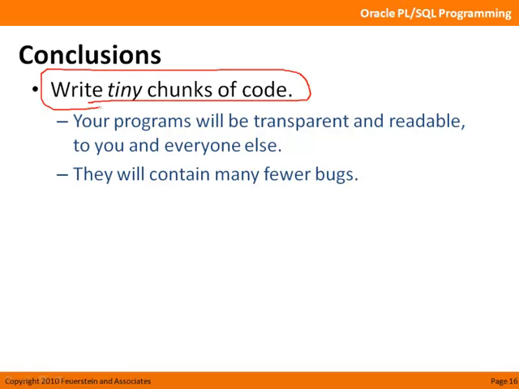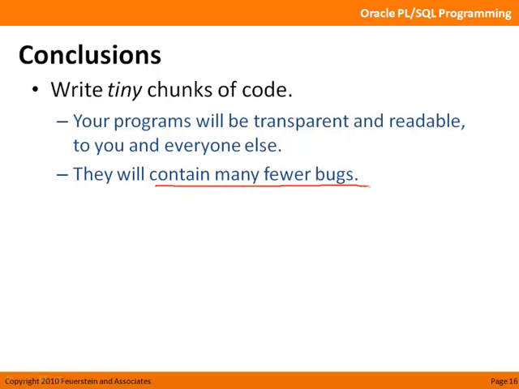Every executable section should be no more than 50 or 60 lines, preferably more like 20 or 30. Your programs will be transparent. Anybody will be able to look at that program and say, "Ah, I know what this program does. I can literally read it, even though it doesn't have comments." And a nice consequence is that your code will contain many fewer bugs.